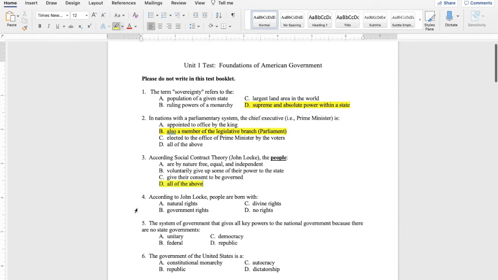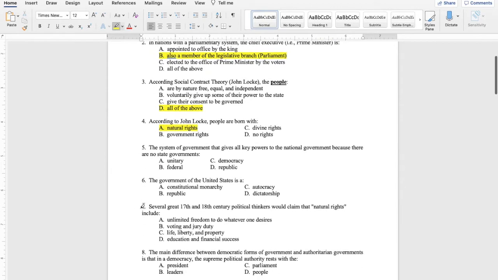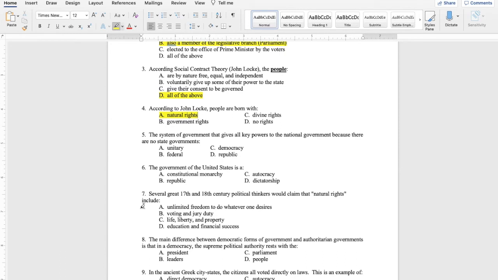Number 4, according to John Locke, people are born with, correct answer is A, natural rights. Number 5, the system of government that gives all key powers to the national government because there are no state governments is unitary, A, unitary. 6, the government of the United States is a, already said it, B, republic. Let's see, there we go.